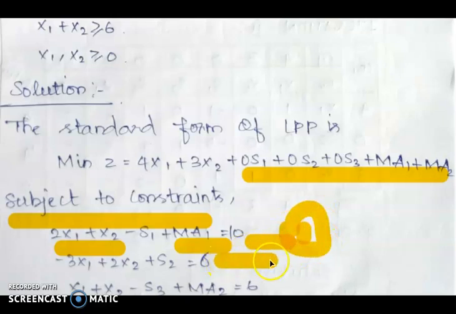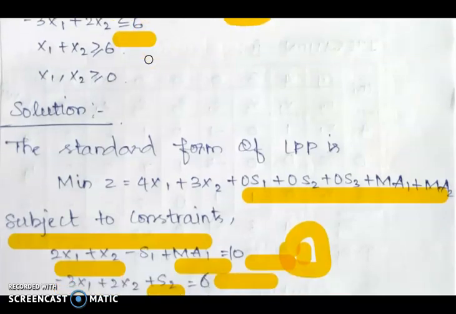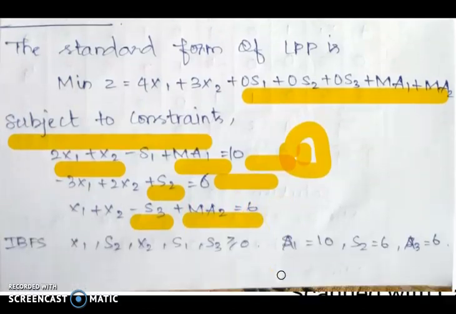This is the second equation. Here we add plus s2, so the second equation is less than or equal to 6. Less than or equal to means we add only a slack variable, not a surplus variable. Again the third equation is greater than or equal to, so we have to add a surplus variable along with an artificial variable M a2 equal to 6.